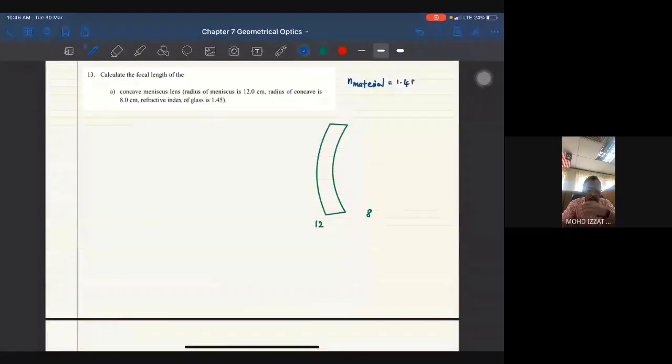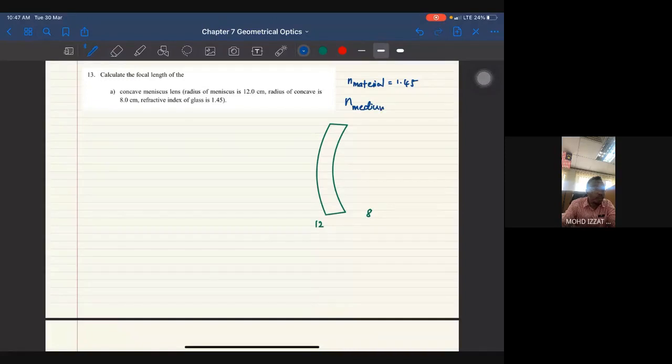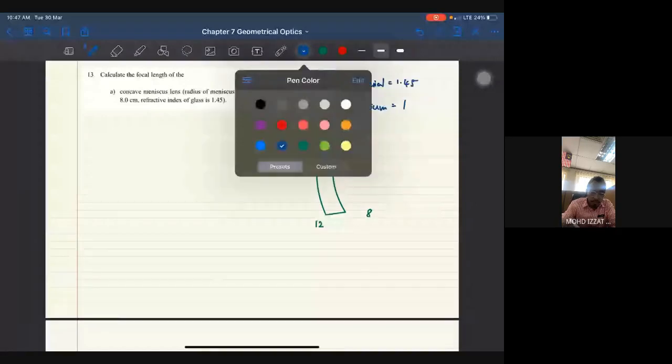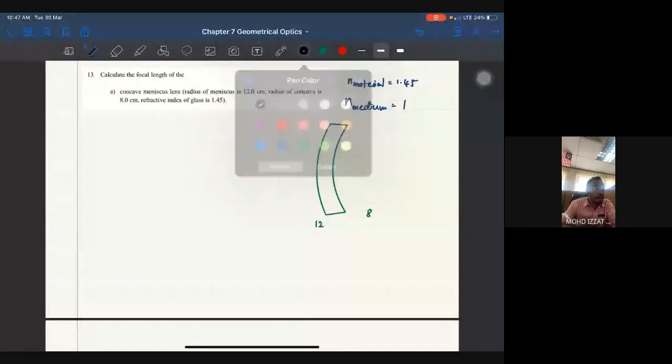Okay, you notice that it doesn't state anything about the medium. So we assume it is air. So n medium is equal to 1. Kita assume lah sebab dia tak cakap pun ada air ke apa. Okay, now you have to draw your direction of ray.